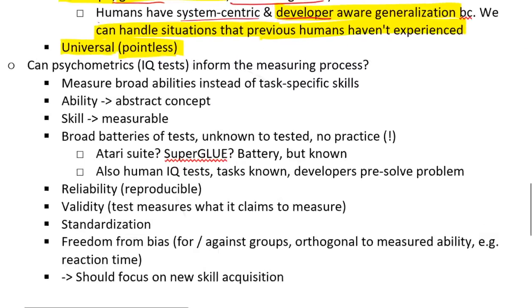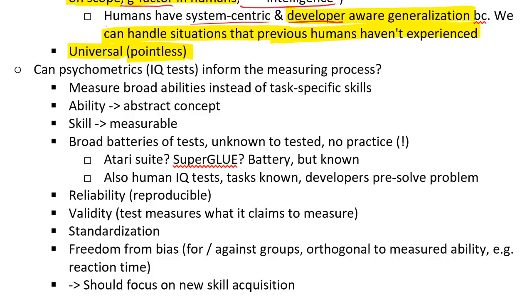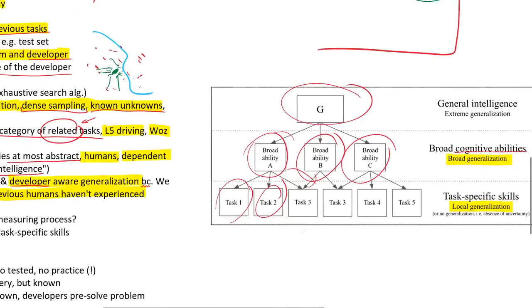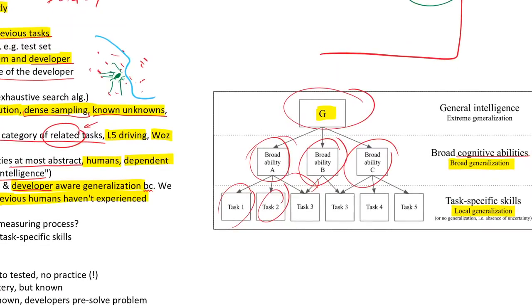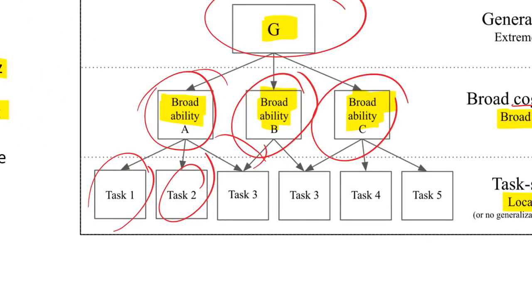So again, he basically goes into psychometrics and specifically IQ tests for humans. Can they inform the measuring process? The thing to note here, according to Chollet, is that in an IQ test you want to measure these broad abilities. Ultimately you want to measure G, but even if you measure different things in psychometrics, you want to measure these broad abilities. But these are abstract concepts. So what you're left with, what you can only do, is you can only measure really tasks.